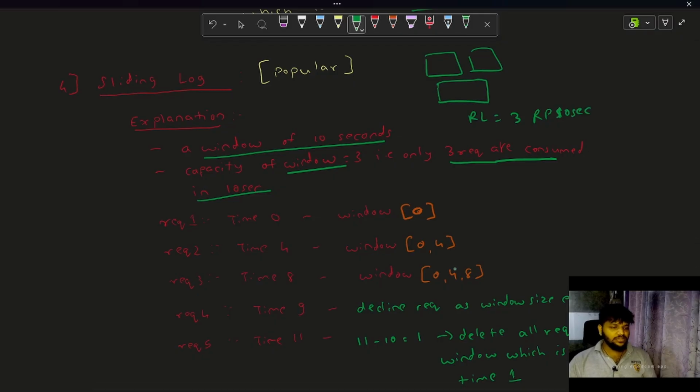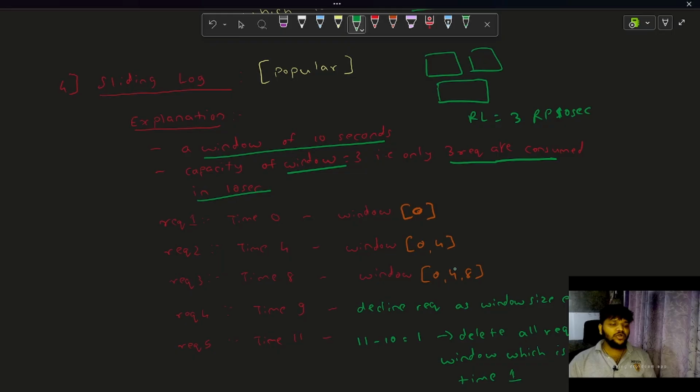Request 1, time 0, window. Here what I am going to do is log the timestamp of every single request that I am getting. In all the previous algorithms we have discussed till now, nowhere are we noting down the time; we are just noting down the counter or the tokens. In this particular algorithm, we are going to note down the time of every single request. So at time 0, I got the first request. Let's say this is an array and I have put 0 seconds. This 0 means the first request came at 0 seconds.